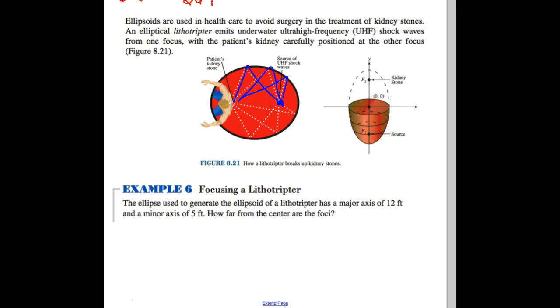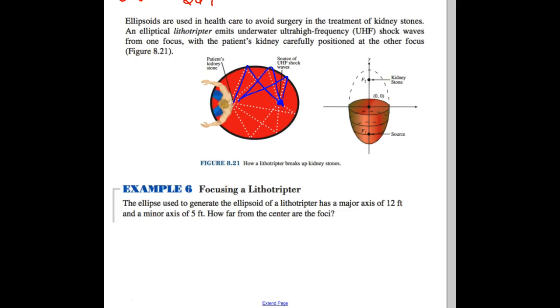The ellipse used to generate the ellipsoid of a lithotripter has a major axis of 12 feet and a minor axis of 5 feet. How far from the center are the foci? Did they ask me to write an equation? No. So it doesn't matter if our major axis is vertical or horizontal. They're just asking us to locate where the foci should be. So we really need to find what? We need to find c. So I'm going to pause the video. At your tables, I want you to go ahead and find c based on the information you're given.